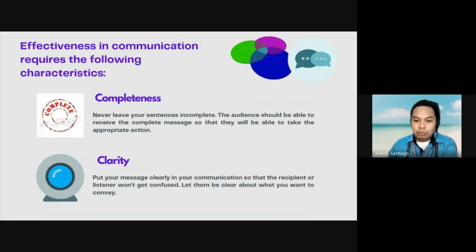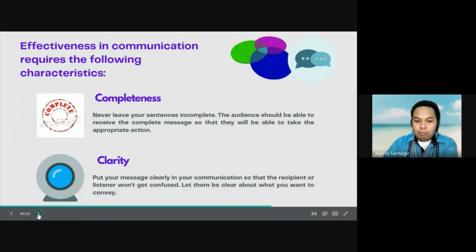Next is the clarity. We need to put our message clearly in our communication so that the recipient or the listener won't get confused. We need to let them be clear about what you want to convey. Again, you need to be very clear on what you're trying to say. You need to be very clear on the context of your idea or your topic so that the people will understand you.